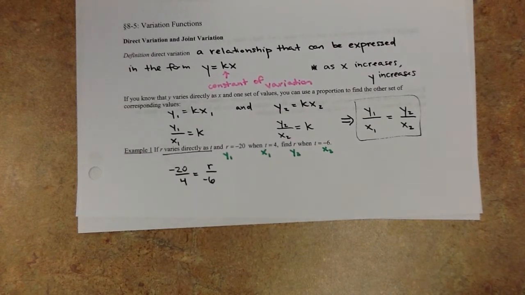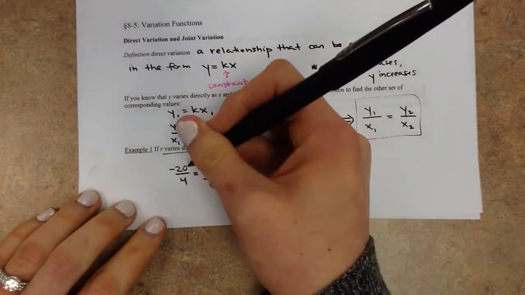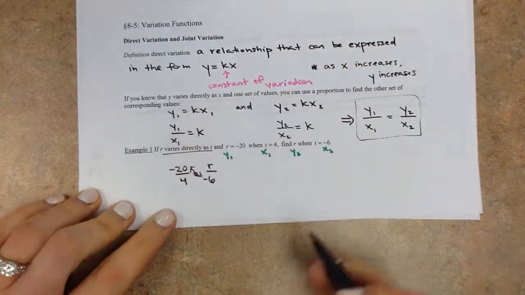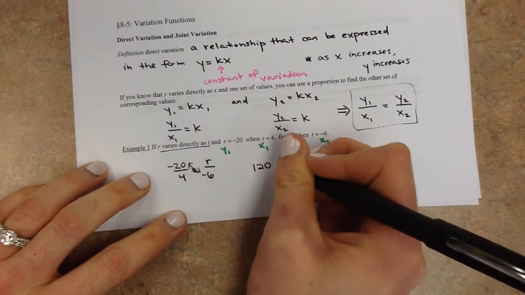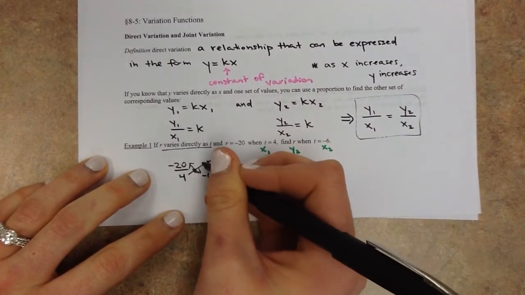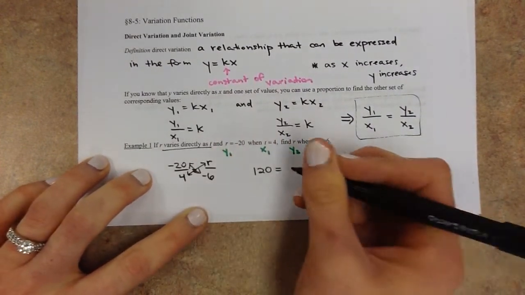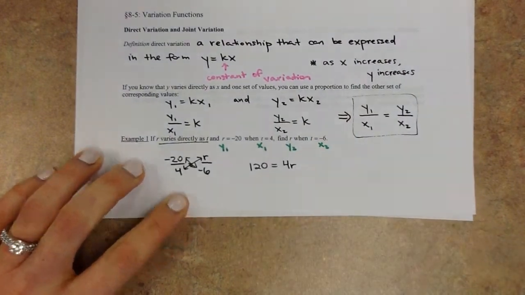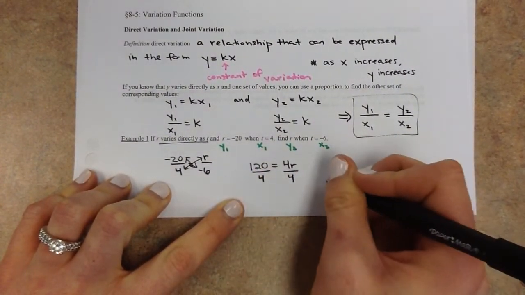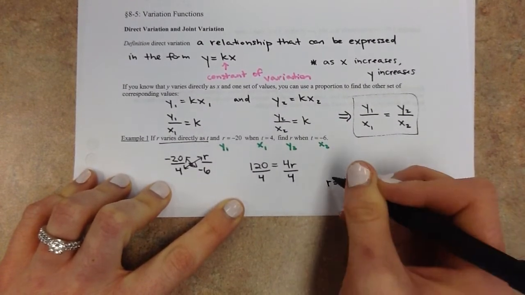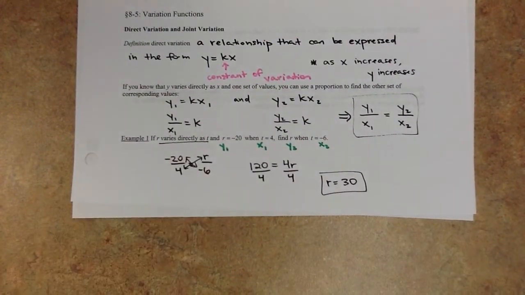All right, so do you guys remember cross multiplying? Hopefully. So we multiply these 2 together. We have negative 20 times negative 6. That gives us positive 120 equals, and then we multiply these 2 together. R times 4 is 4r. And so then to get the r by itself, we're just going to divide both sides by 4. Could plug that in if you want, but hopefully you know that that gives you 30. All right, so that's one example there, and we're looking at direct variation.